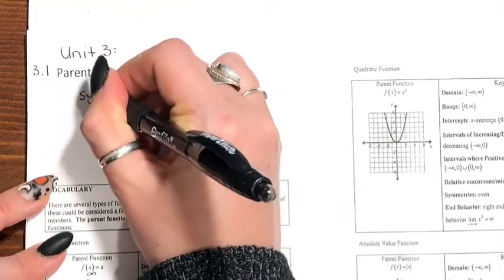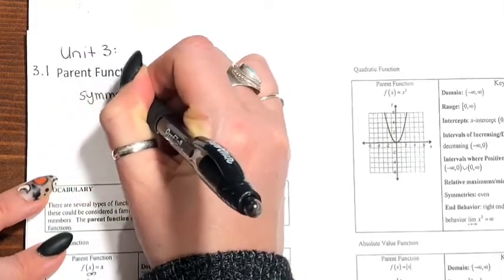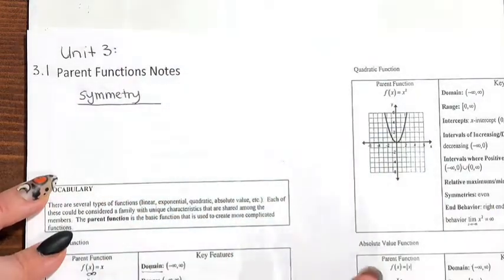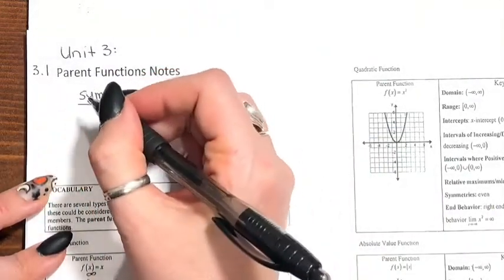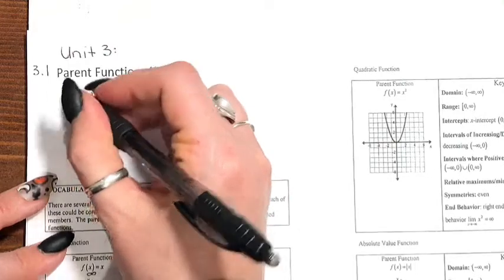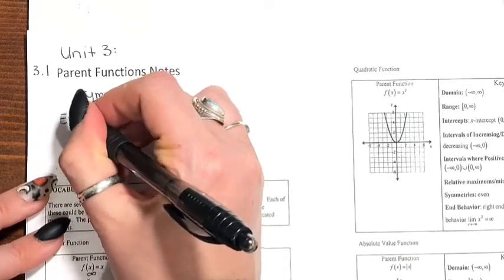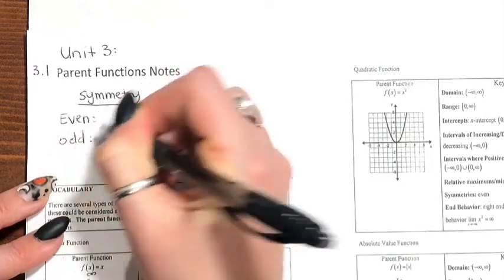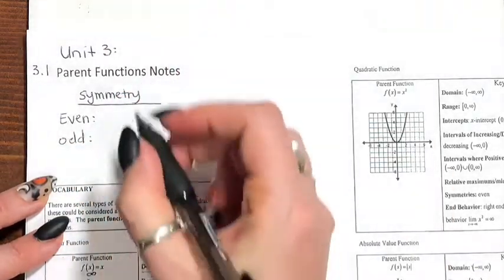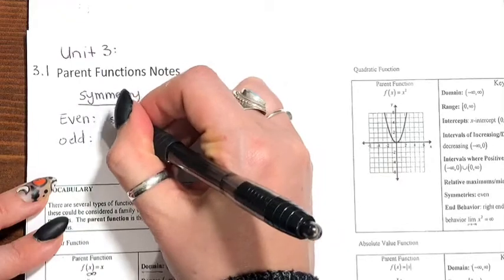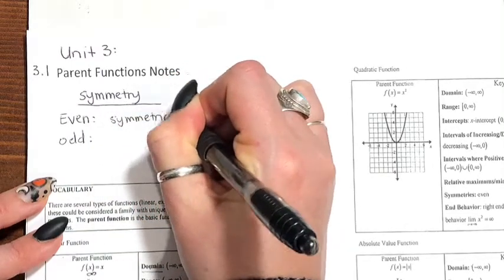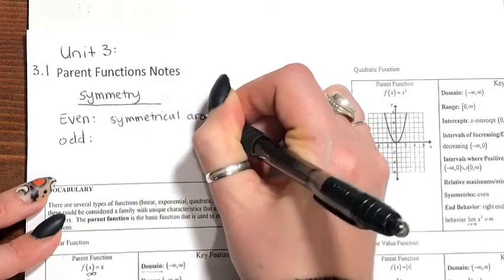So when we have our symmetry, we can be symmetrical around the y-axis, and we can be symmetrical around the origin. So we call these even and odd symmetry. So even symmetry is where it is going to be symmetrical around the y-axis.